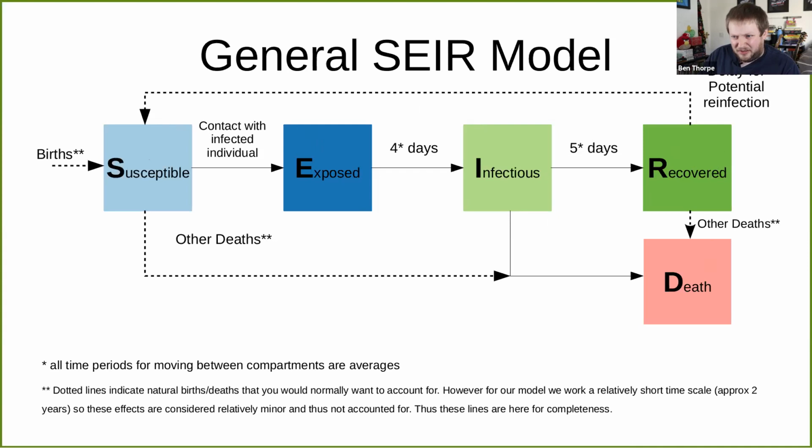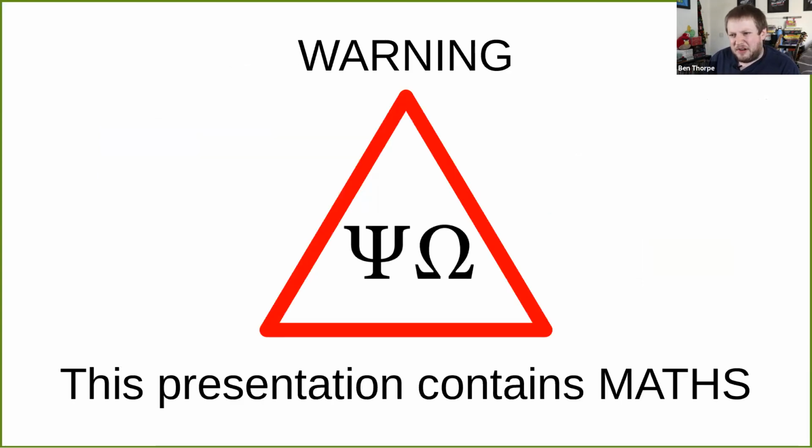So from this, there's also other ways into this. As you can see from the model here, we've got things like natural births and natural deaths, and you can add these things in. Our model doesn't use these because we don't run over a longer period of time, but they're there because in the general case you'd want them. So that's a pretty good explanation.